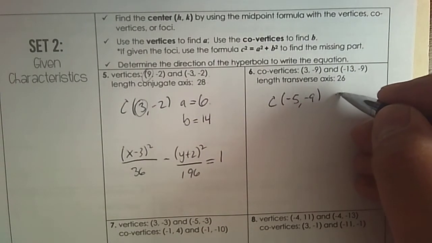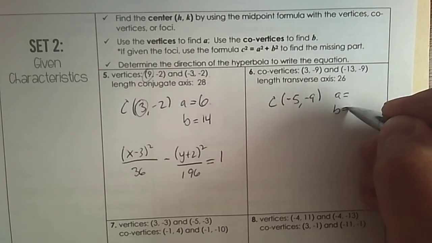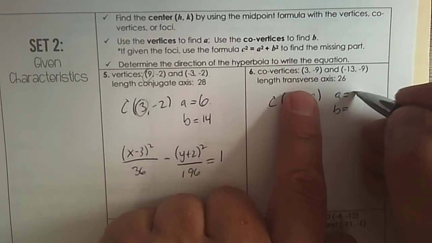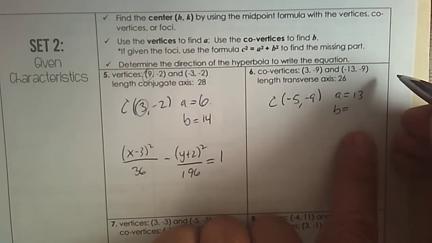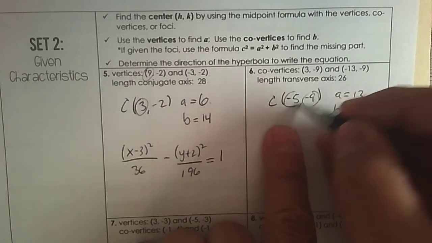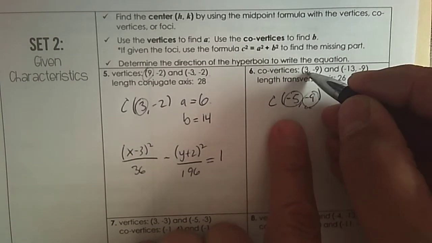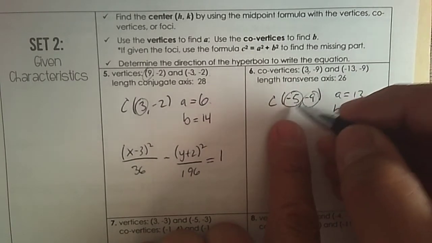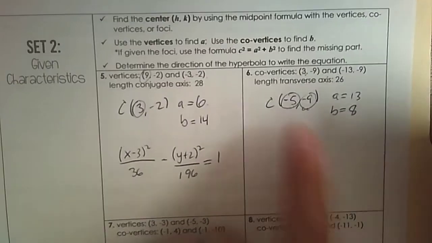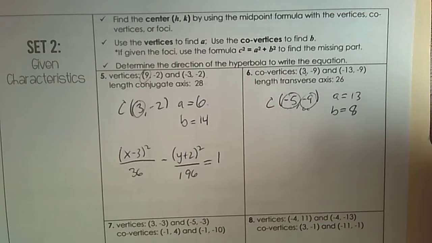and the b. So first of all, because I'm given the length of the transverse, that's the major axis, half of 26 is 13. To find the b, take the x coordinate and go from x to x. So from x to x, what's the distance? From negative 5 to 3, that's 8. And now you have everything you need. Make sure you understand what type this is.